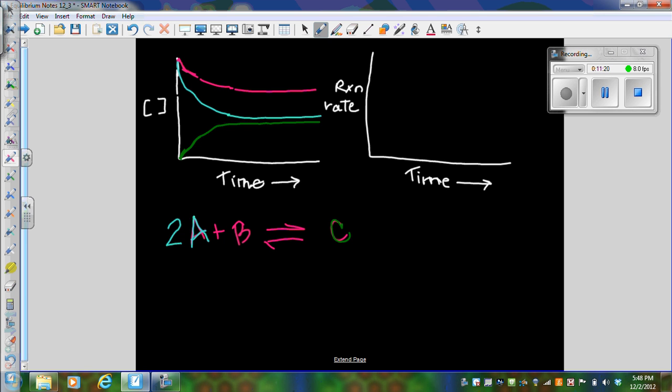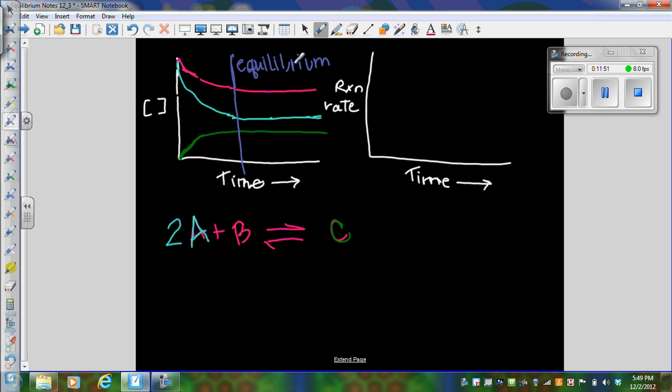Okay, I think my C curve looks a little bit more like my A curve, and I don't want it to because they don't have the same coefficient. So I'm going to go back and adjust that a little bit. This should look more like B. Okay, at this point you can see that their concentrations are no longer changing with time, so equilibrium has been established.